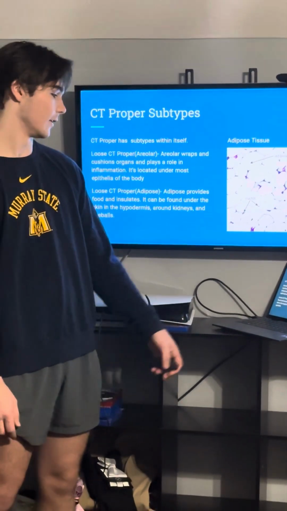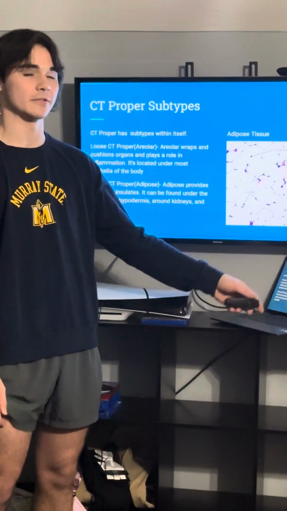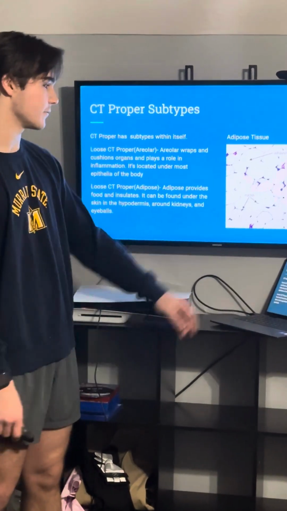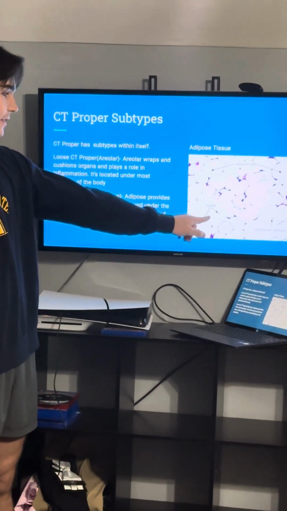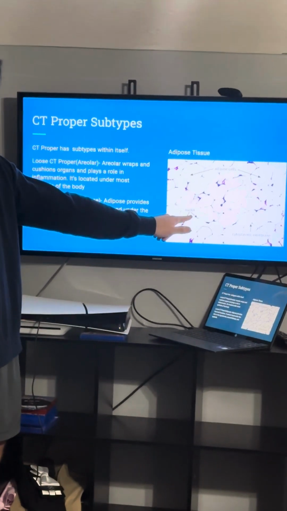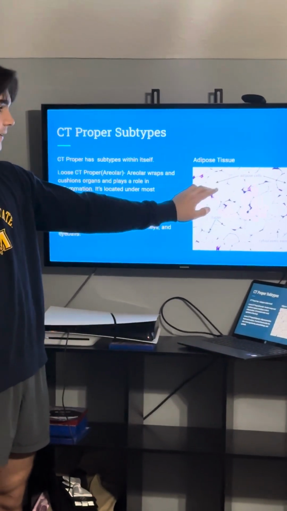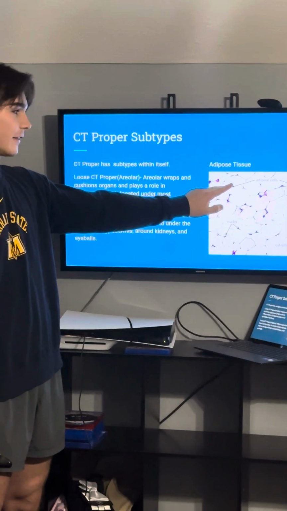Next is loose connective tissue proper adipose. Adipose is just fat cells. This is what I have a picture of right here. The nuclei are these little purple dashes lined out, and the cell itself is right here, and that's just like lipids and stuff.